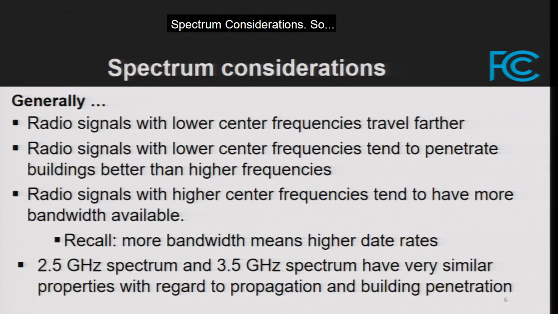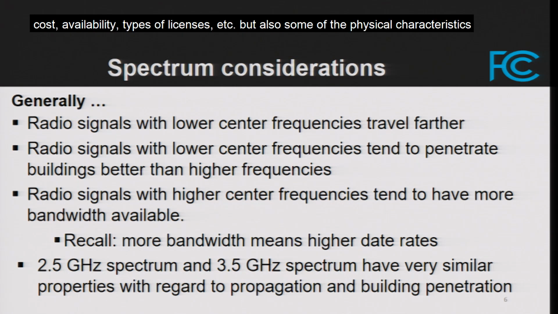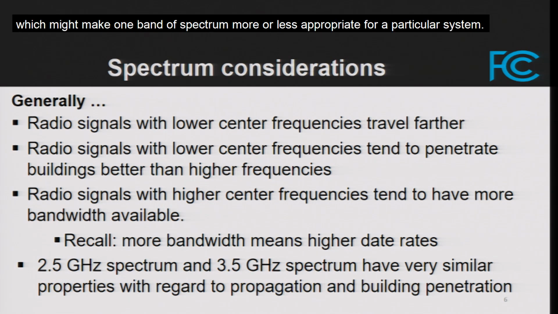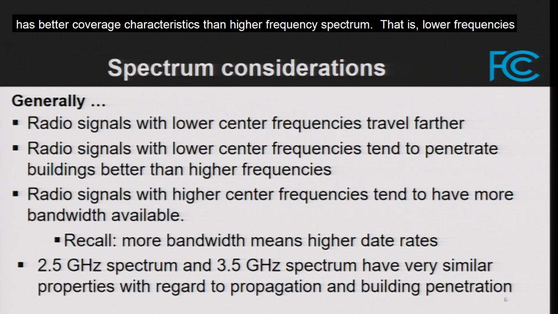Spectrum considerations. So when comparing 2.5 gigahertz and 3.5 gigahertz spectrum, there are many considerations: cost, availability, types of licenses, etc., but also some of the physical characteristics which might make one band of spectrum more or less appropriate for a particular system. Example physical characteristics are shown in this slide. In general, lower frequency spectrum has better coverage characteristics than higher frequency spectrum.